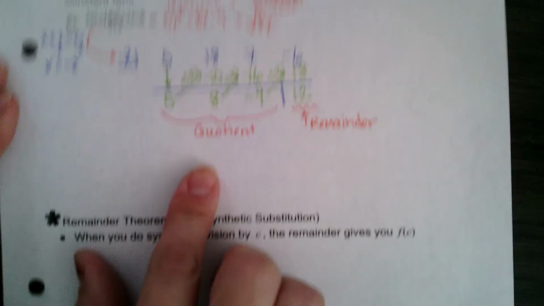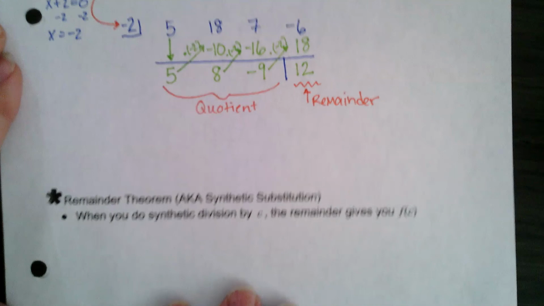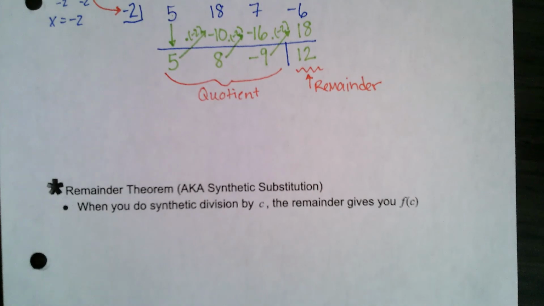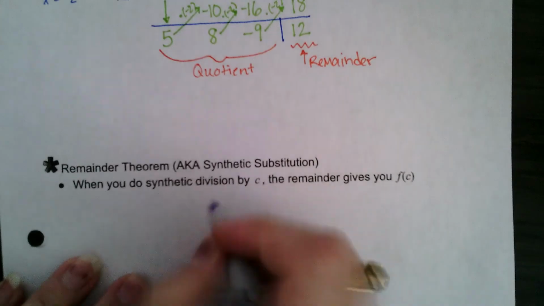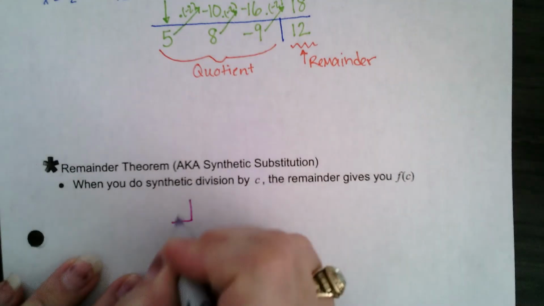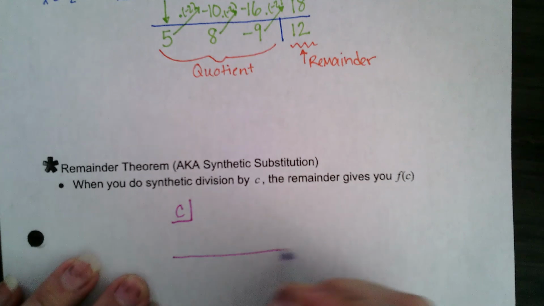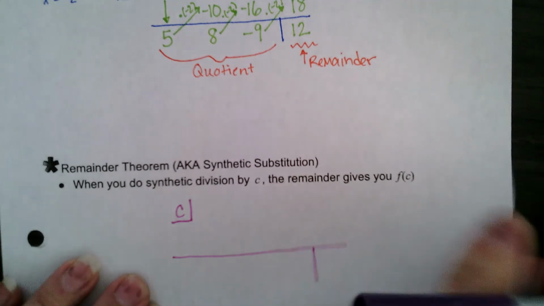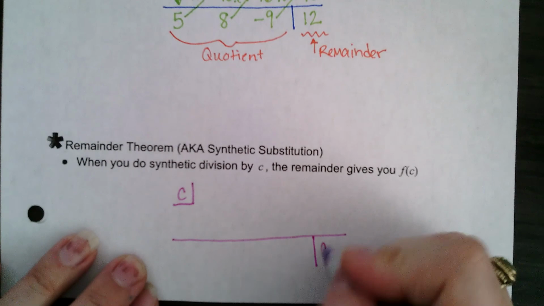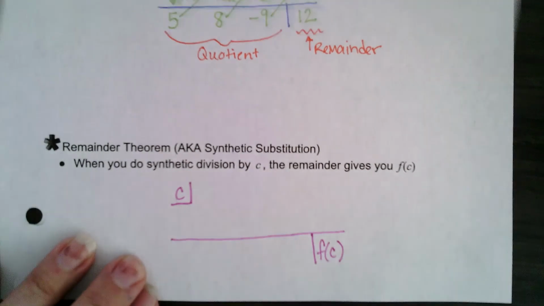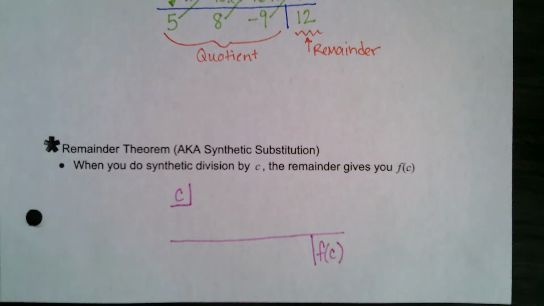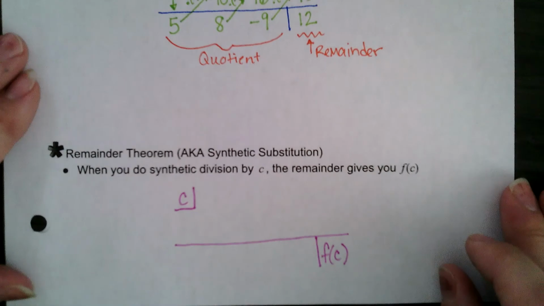Okay, the other thing we can do with synthetic division is we can use what's called the remainder theorem. The steps are the same. The remainder theorem says when you do synthetic division with some number up in that box, then when you get to the end, the remainder would be f of c. So it's called synthetic substitution because it gives you the same number that you would get if you did substitution, but you're using the process of synthetic division.